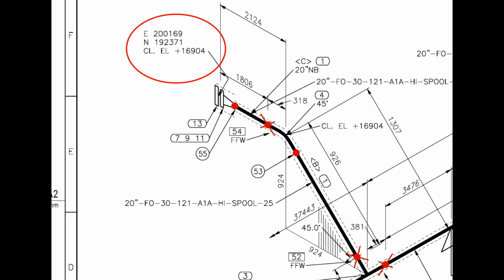Look at the elevation. E stands for east, N for north, and CL, EL for center elevation at this particular point. The difference between a FW and a FFW weld is that an additional length of pipe is added to the calculated dimension at a FFW for field trim allowance.